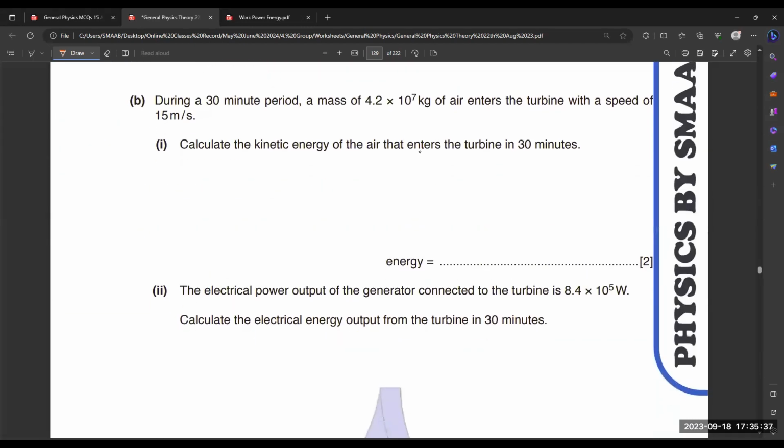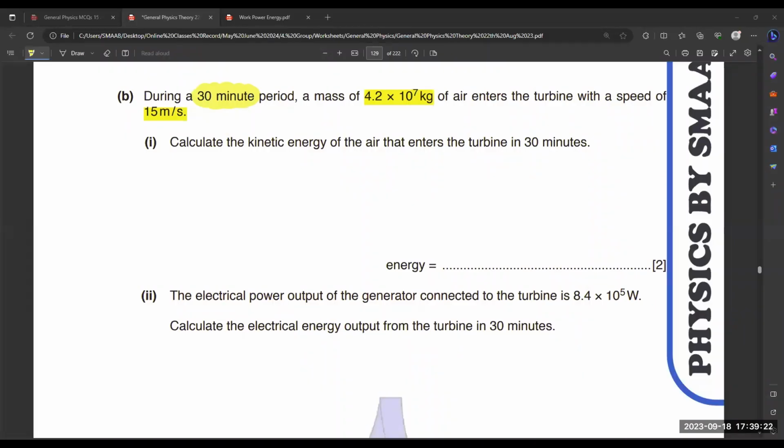And next is: during a 30-minute period, a mass of kg of air enters the turbine with a speed of 15 meters per second. Initially, time is given in minutes, mass is given, speed is given. So you have to calculate kinetic energy. Omer mentioned the answer in the chat, 4.725 exponent 9.